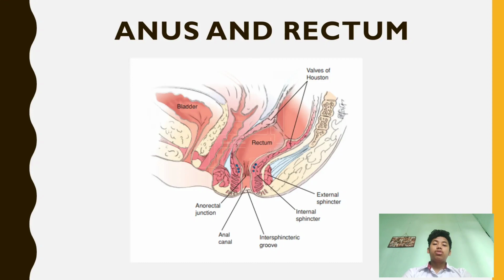Dividing the two sphincters is the palpable intersphincteric groove. The rectum is the lowest portion of the large intestine and is approximately 12 centimeters long, extending from the end of the sigmoid colon to the anorectal junction. The anal canal and the rectum are at approximately right angles to each other. The inside of the rectum contains three inward foldings called the valves of Houston. The function of the valves of Houston is unclear.